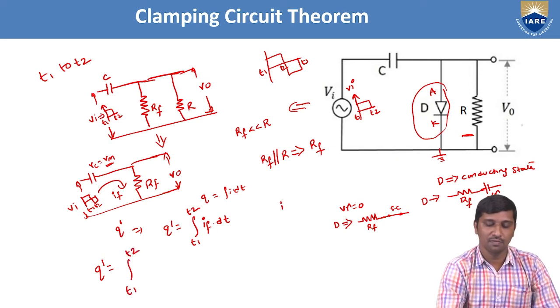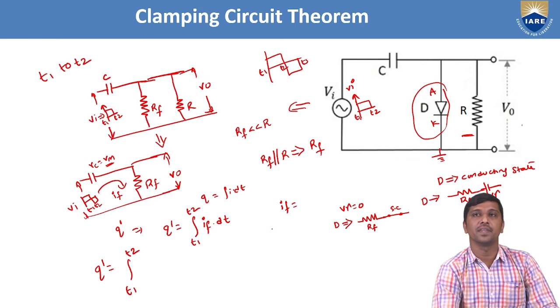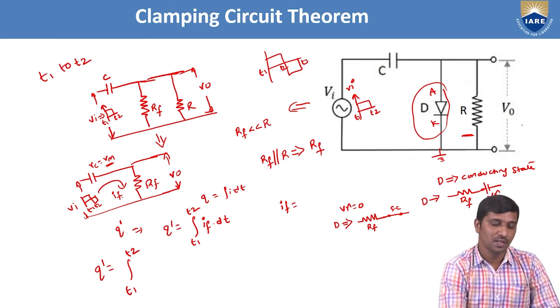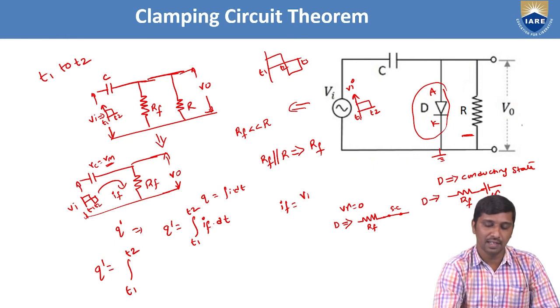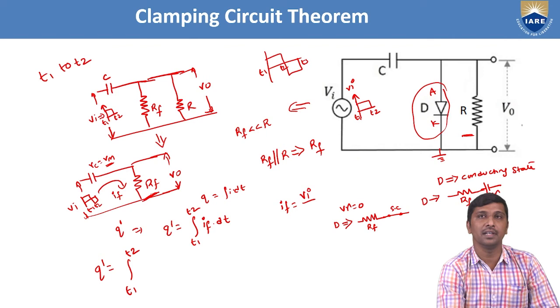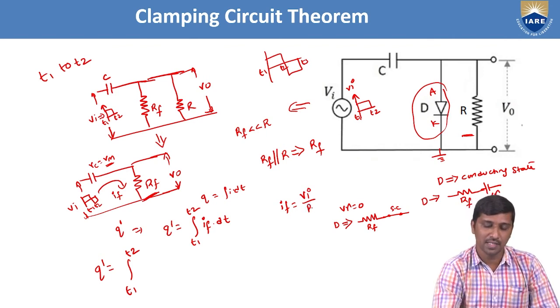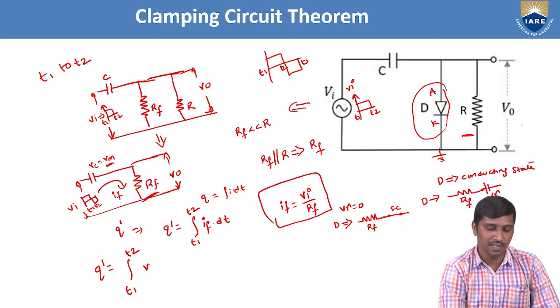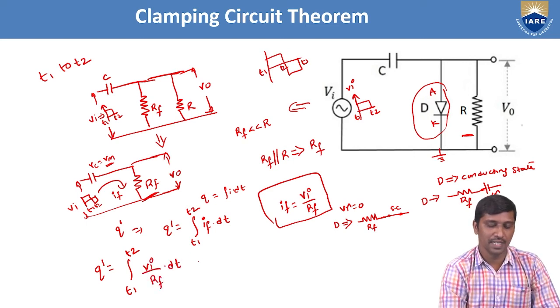We know that IF is the ratio of input voltage to resistance. The voltage we are applying is VI, and from this circuit the total resistance offered is only RF. So IF is represented as VI by RF. Hence Q dash is the integral of VI by RF into dt.